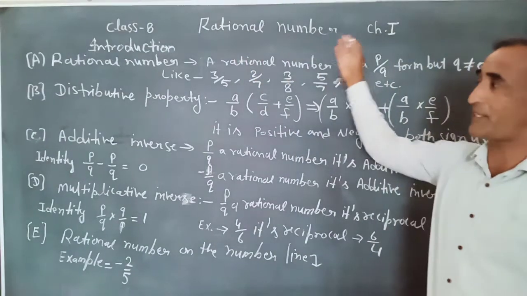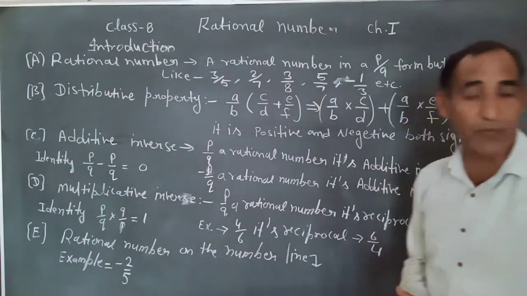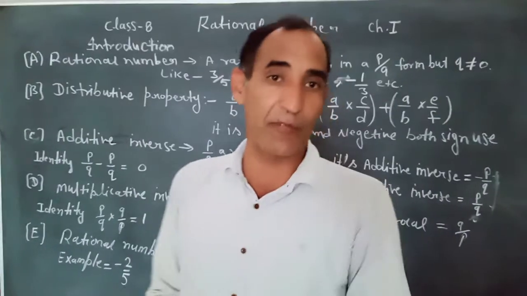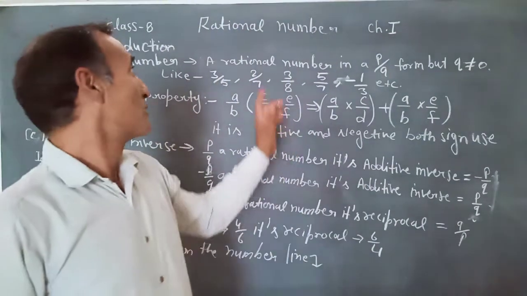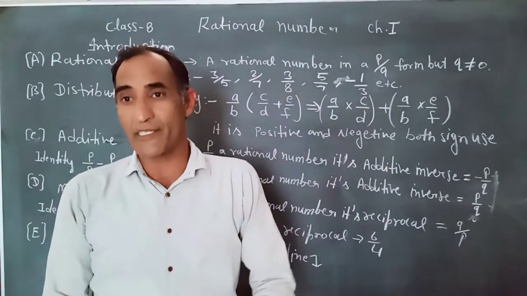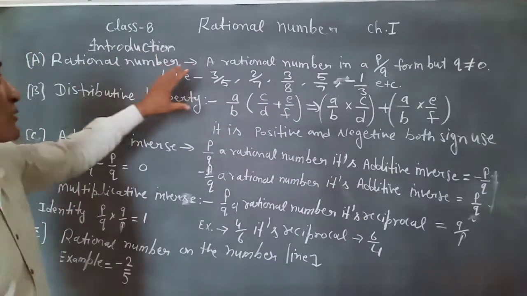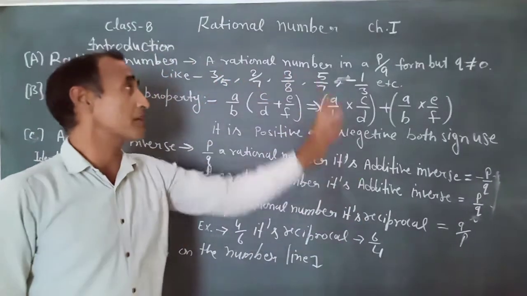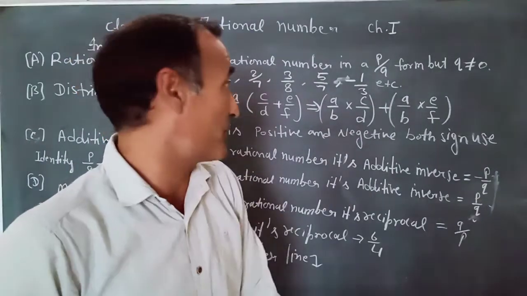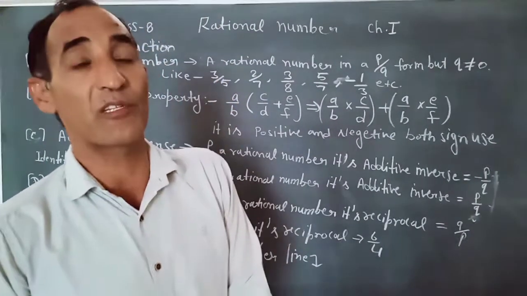Chapter 1 is Rational Numbers. At first I am telling about the introduction of the chapter. So we know what a rational number is. The definition of a rational number is in the form p upon q, but q is not equal to 0.